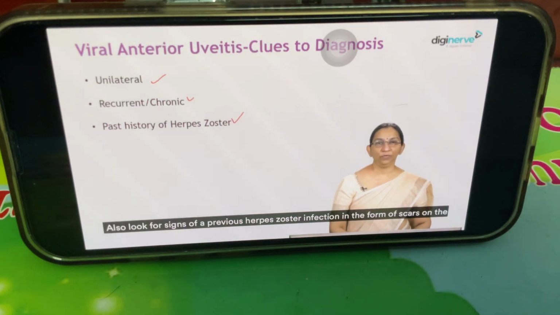Like I said in the last session, it's also important to inquire for the history of herpes zoster. Also look for signs of a previous herpes zoster infection in the form of scars on the forehead or even in the scalp.